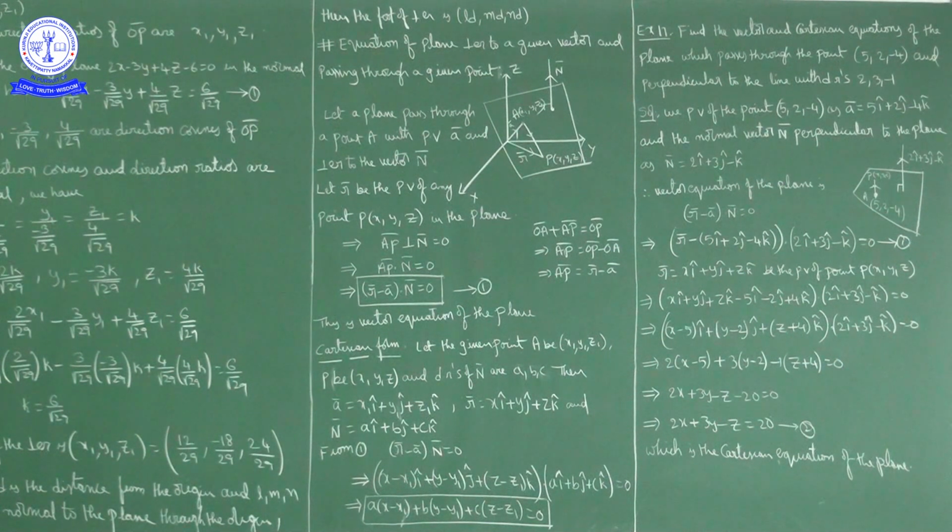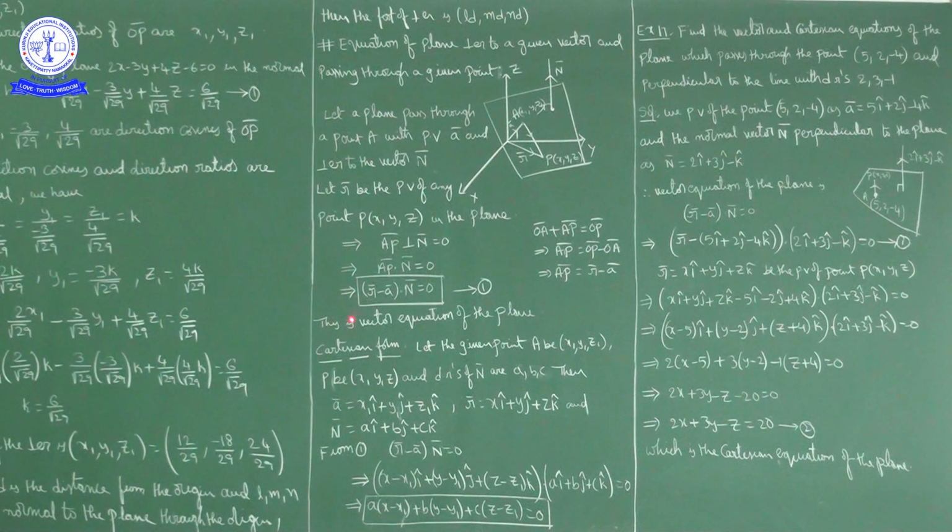Because AP bar is a vector in the plane and N bar is normal to the plane, and as the normal is perpendicular to the plane, the normal is perpendicular to every vector in the plane. So AP bar and N bar are perpendicular to each other. Two vectors perpendicular to each other means the dot product is 0. So AP bar dot N bar is equal to 0. What is AP bar? R bar minus A bar. So R bar minus A bar dot product with N bar is equal to 0.